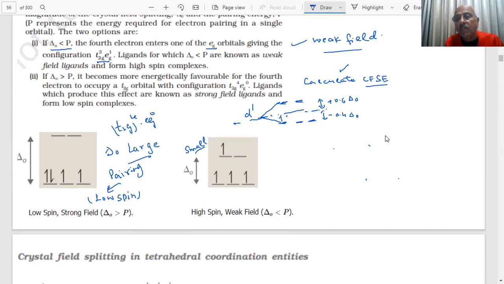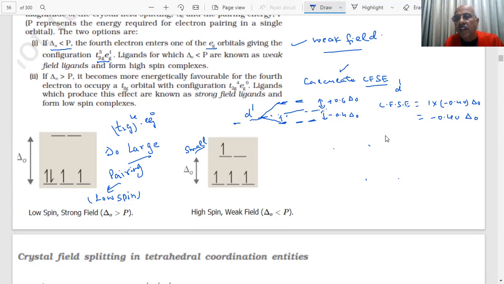In this case, students, you have only one electron. So the crystal field stabilization energy for d1 is equal to, how many electrons? One electron into minus 0.40 delta O. That value is minus 0.40 delta O. Crystal field splitting energy.